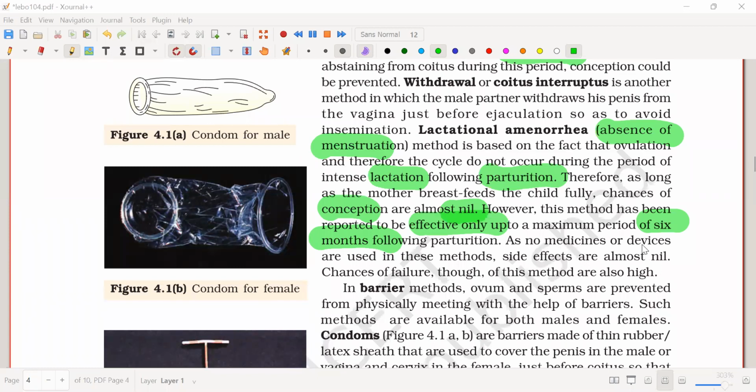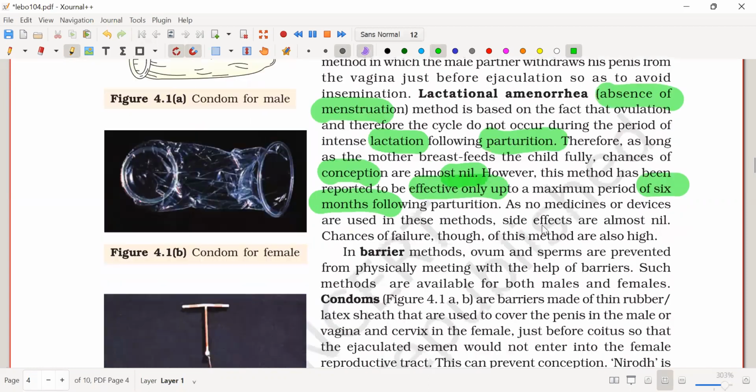As no medicines or devices are used in these methods, side effects are almost nil. Chances of failure of this method are also high. Lactational amenorrhea, that is, while you are breastfeeding the child, the chance of conceiving is less, and automatically it is also a good barrier. But its chance is only good for up to 6 months.